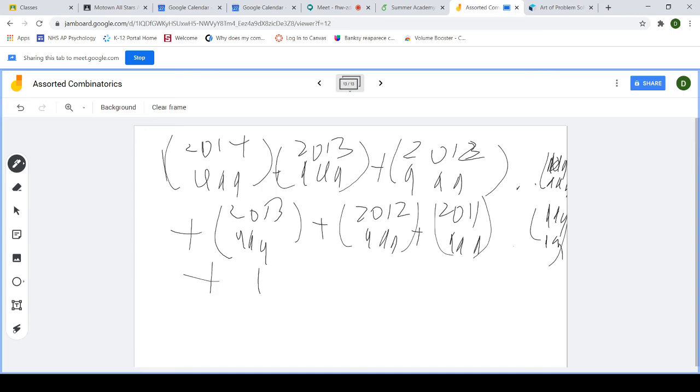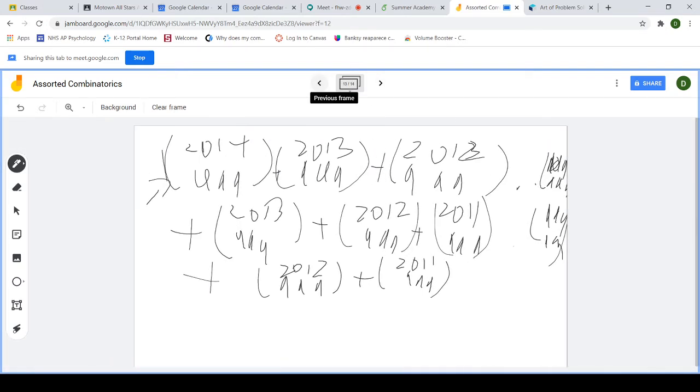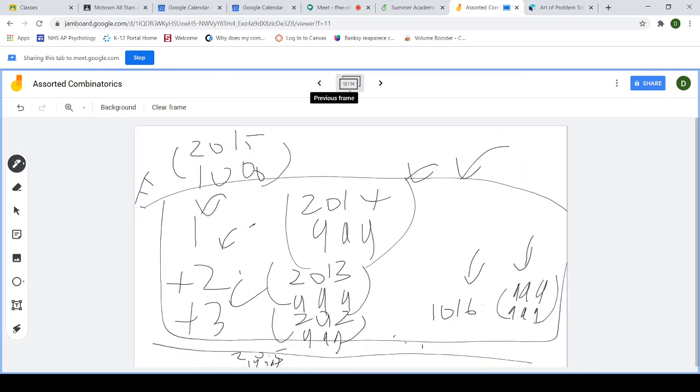And add to this, we have 2012 choose 999, plus 2011 choose 999. You can see what I'm doing here, right? I'm splitting this sum into a bunch of different sums. Notice that there's only one 2014 choose 999 in this entire sum. There are two 2013 choose 999s in this entire sum. There are 3 2012 choose 999s in this entire sum, and so on. So the sum of these sums is equal to this thing right here, what we're looking for.